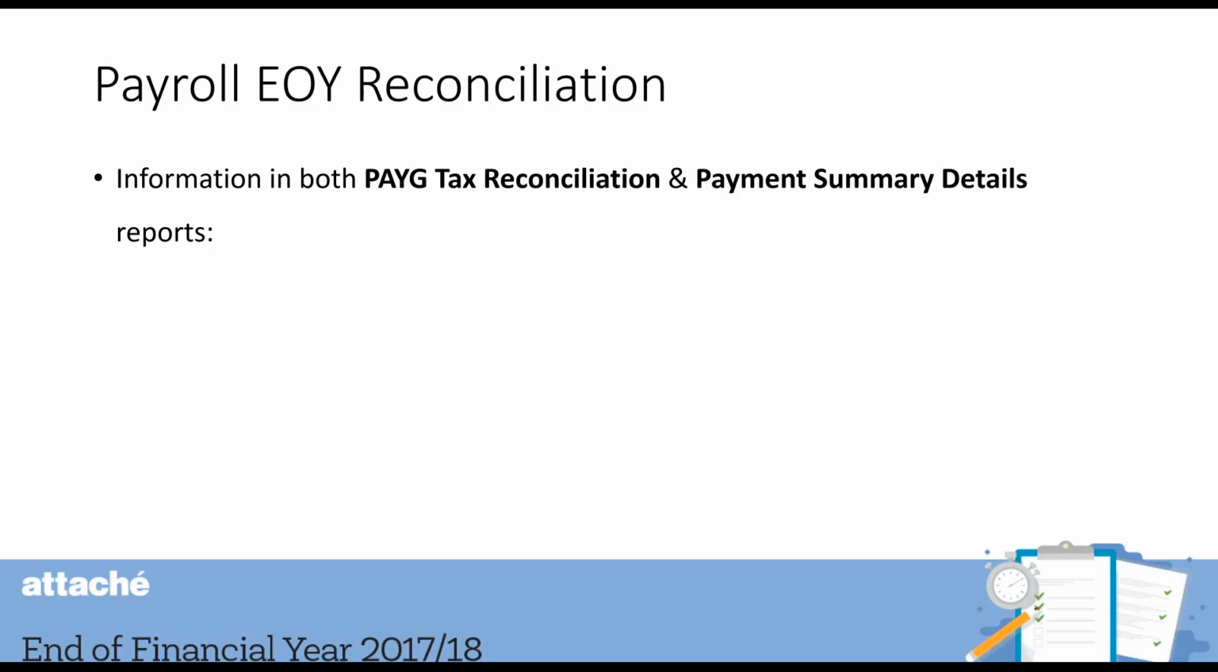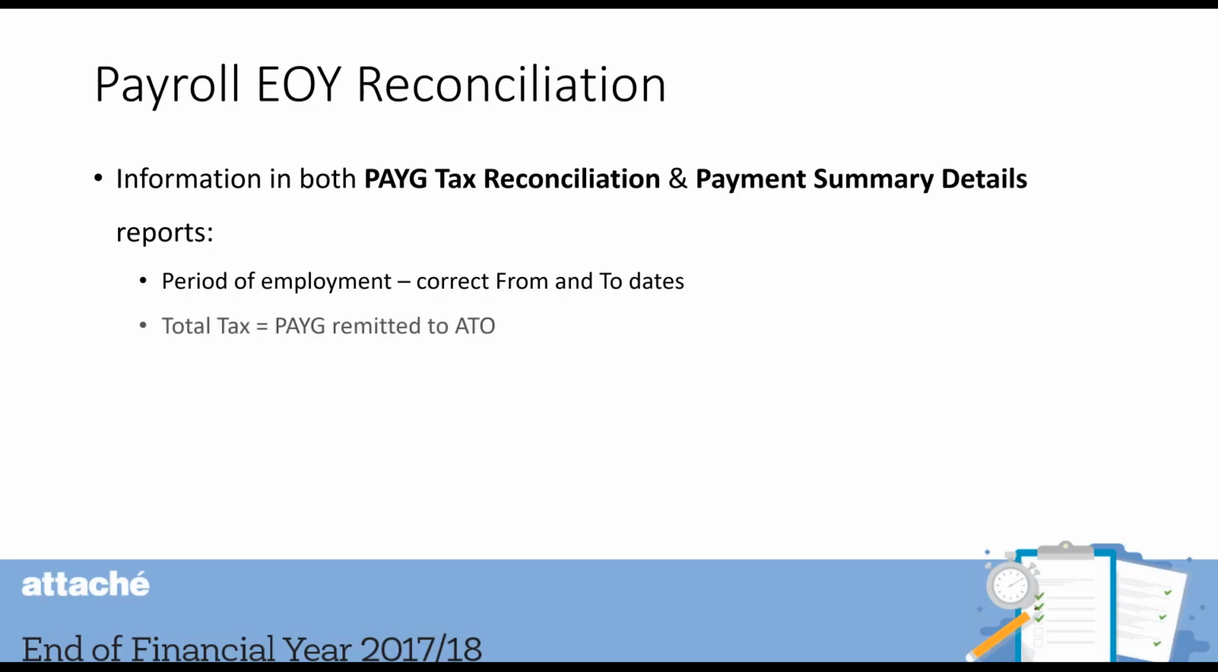So firstly, the period of employment. For each employee, the period of employment should have the correct from and to dates. If the employee was employed for part of the year, this should be reflected in those dates. The total tax in the report should equal the amount pay-as-you-go remitted to the ATO.